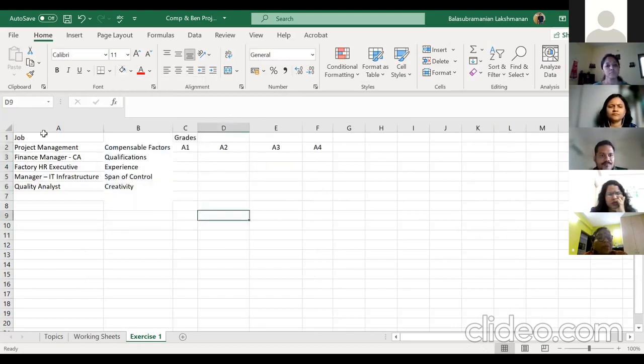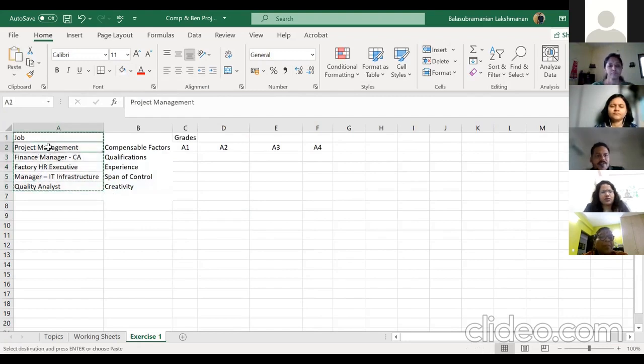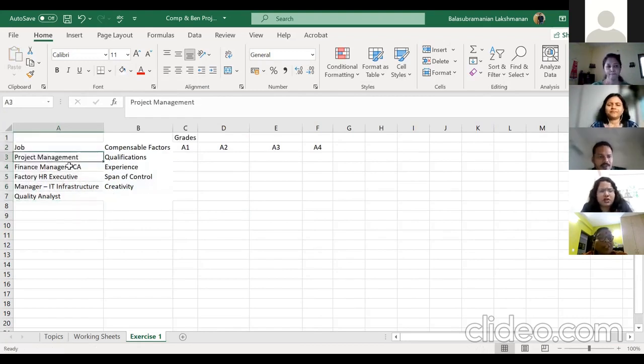Now, project management, finance manager. These are the jobs we have. How many jobs do you all have? Only 5? 1, 2, 3, 4, 5, 6. No, you have many more here. Under project management, you have at least 3 or 4. This is the department, the functions. Each of the functions has more positions. So list out all your positions and put them in, so that you are very clear.